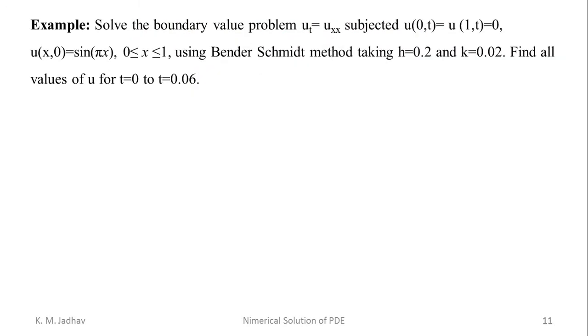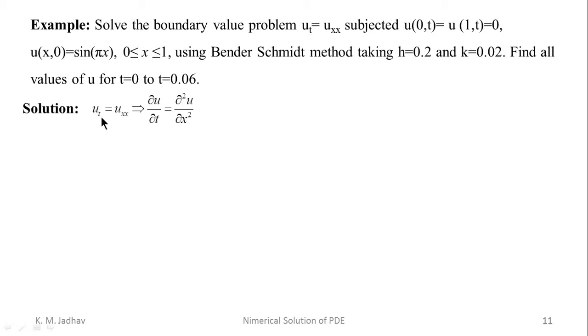The example is like this. Solve the boundary value problem u_t = u_xx subjected to u(0, t) = u(1, t) = 0, u(x, 0) = sin(πx), 0 ≤ x ≤ 1, using Bender-Schmidt method, taking h equal to 0.2 and k equal to 0.02. Find all values of u for t equal to 0 to t equal to 0.06.